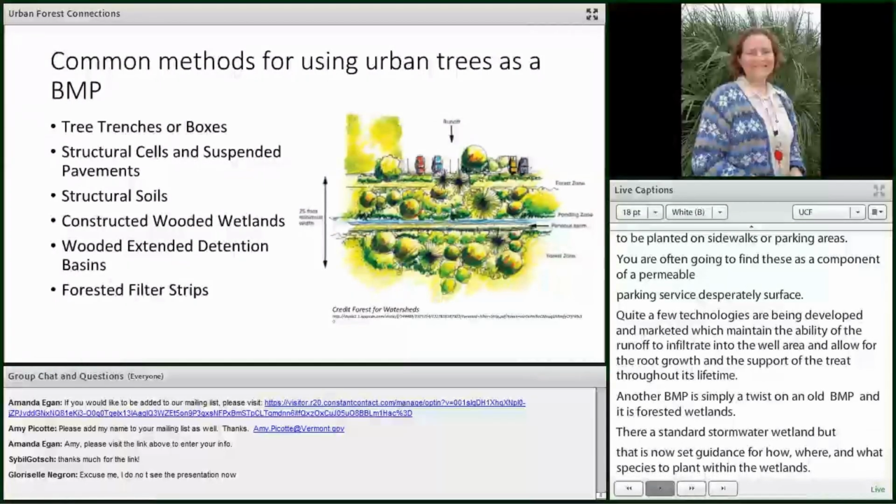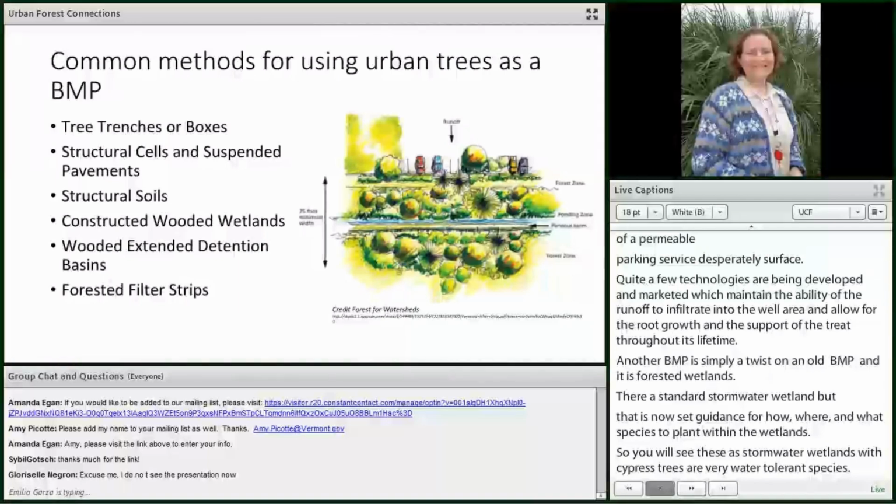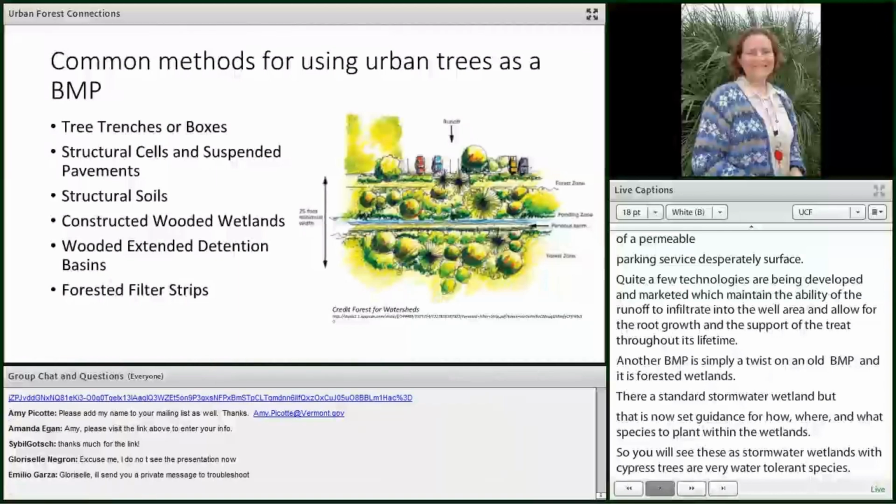And then you have options such as the forested filter strips, which are simply a souped-up version of the old vegetated filter strips, where instead of just a turf area to convey stormwater from your impervious area to the next BMP within your treatment train, you have a combination of trees, grass, and other ground covers that will not only convey the water, but also improve the rainfall capture and treatment.